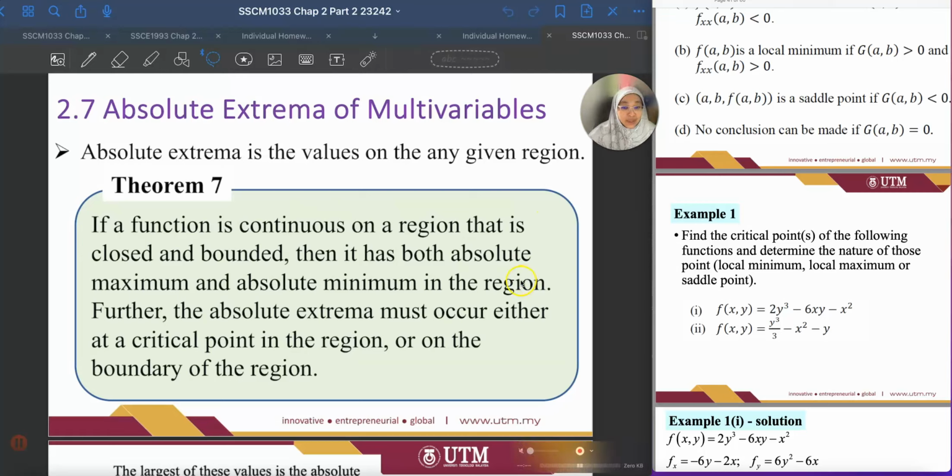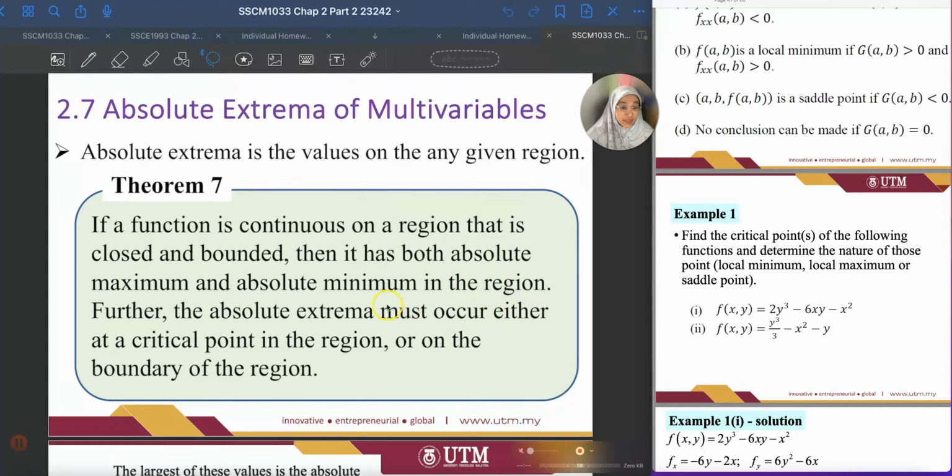For this part, the method is more tedious than the local extrema. Your steps are longer, because for the local or relative extrema, you just find the critical point and then apply the second derivative test, and you can determine whether it is max, min or saddle. But for absolute, you have more steps, because we want to find the max one and the min one.